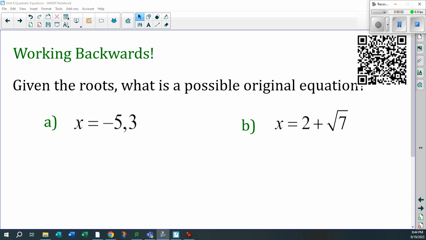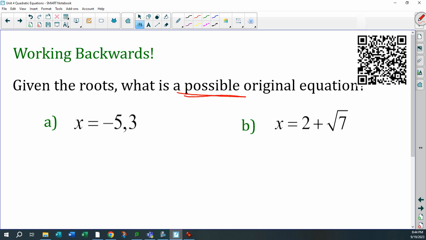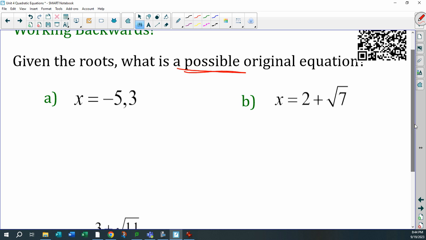Do you remember this question from the last podcast? Yeah. The neat thing is, given the roots, you're asked to find a possible original equation, not the exact original equation. You're probably saying, what do you mean by that, sir?